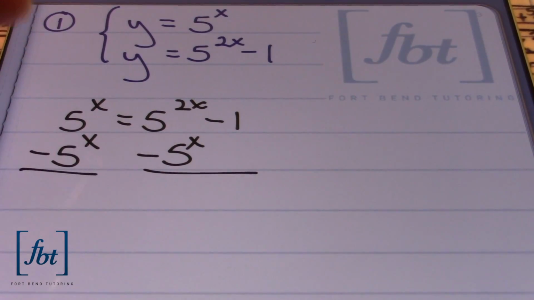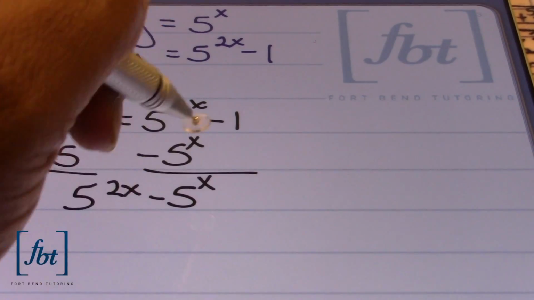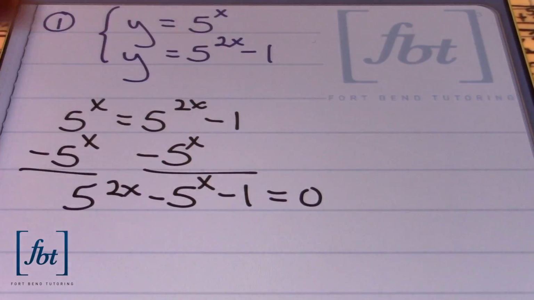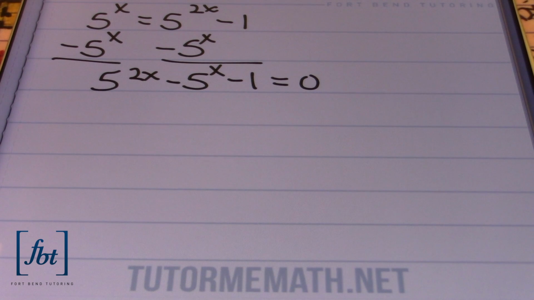I'll end up with 5 to the 2x minus 5 to the x minus 1 equals 0. One thing I do know, and you should recognize as well, is that anytime the middle term's exponent is half of the first term's exponent, the equation will function in a quadratic manner. It'll act as though it's a quadratic equation.